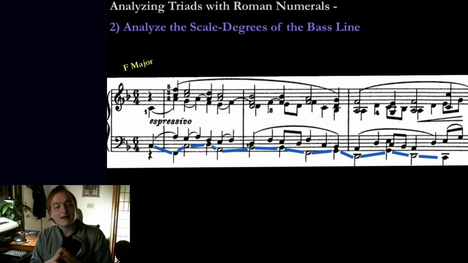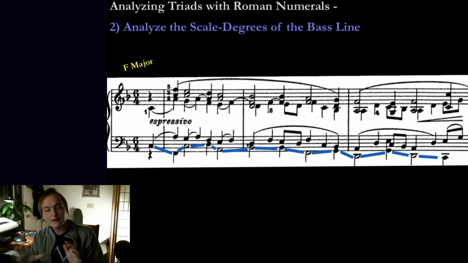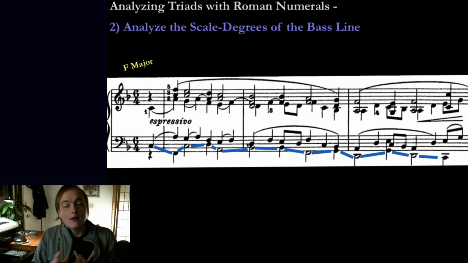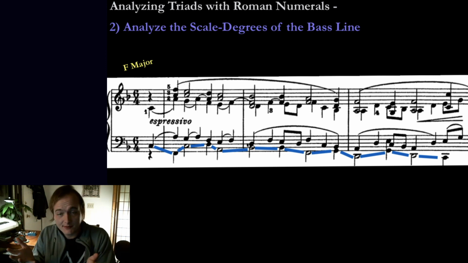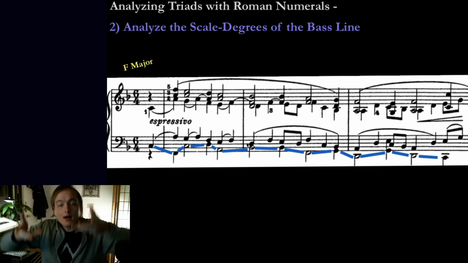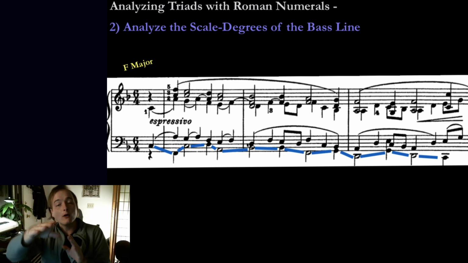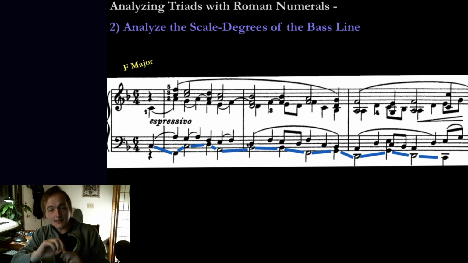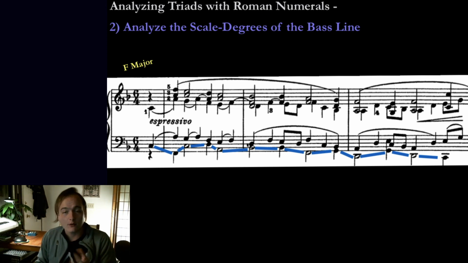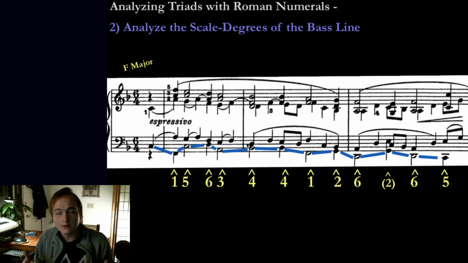So the next step is step 2, analyze the scale degrees of the bass line. As I said, we're going to want to figure out what the roots of these chords are, how they are built up above the scale degrees of the root. In this case, all of those root notes will appear in the bass line, and we just need to map out what are the scale degrees of the bass line in order to find these chords. So we can do that pretty easily.